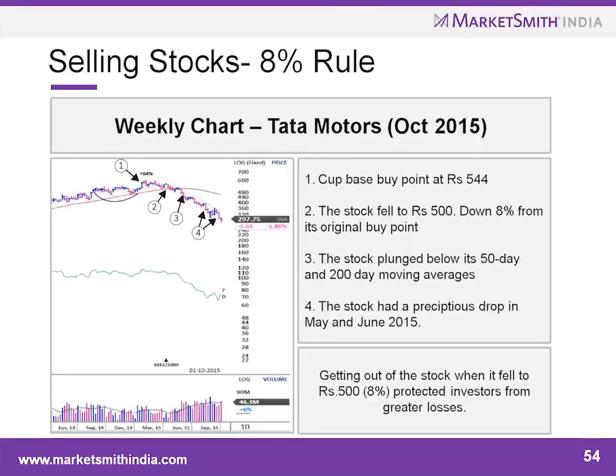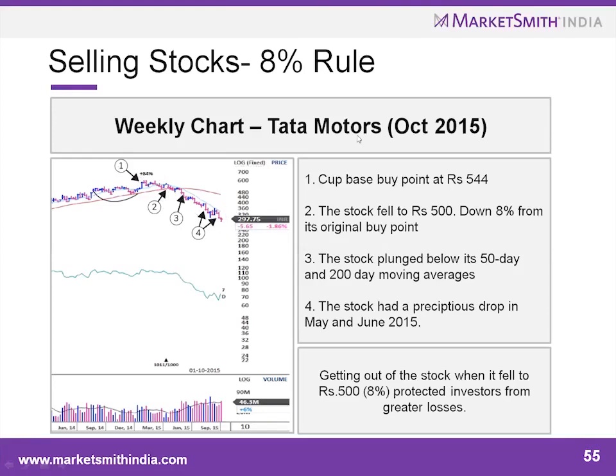This is a chart of Tata Motors. This stock made a cup with handle pattern, and this was a case of a failed breakout. If you are not cutting your losses short, the stock moved into a downtrend. The stock fell to 500; this was the selling point. If you are following 8%, you would have sold the stock over here. And just see, from 544 the stock came down to 297. So we actually saved a lot of money.